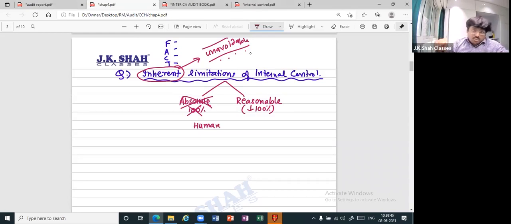So eventually, can I say everything has to be run by humans? But since you are a human, there is always a potential that you may make an error. So there is always a chance of human error. So ultimately, because of human error, there can always be a limitation of internal control. Apart from that, use common sense.